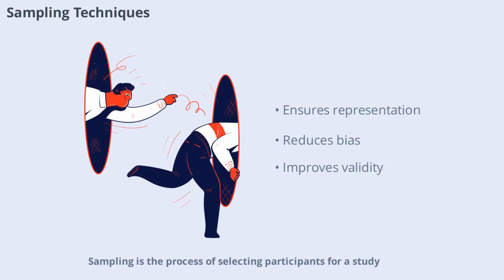Sampling is the process of selecting participants for a study. In educational psychology, researchers use various sampling techniques to ensure their findings are representative. Random sampling gives every individual an equal chance of being selected, reducing bias. Stratified sampling divides the population into subgroups, such as grade levels or genders, and samples from each group. Careful sampling is essential for producing valid and generalizable results.